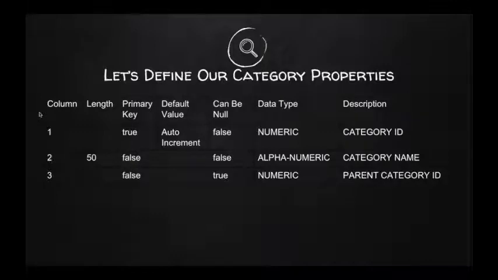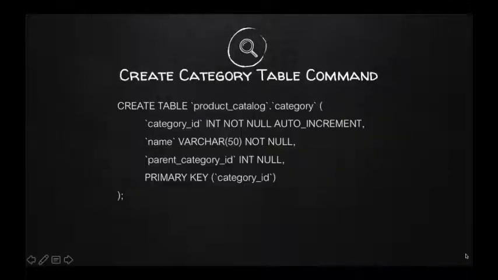Properties for category we have here. So again, create table, database name, table name, your column IDs, int, varchar, int, not nullable, not nullable, not nullable, auto increment, and primary key. You're going to start to see a pattern form with create table. This is pretty much the typical structure you will see for creating tables.